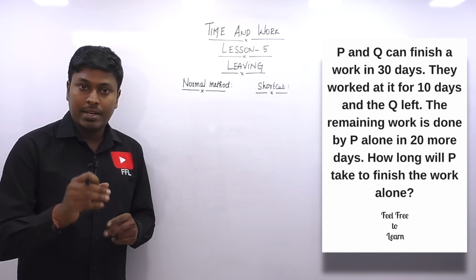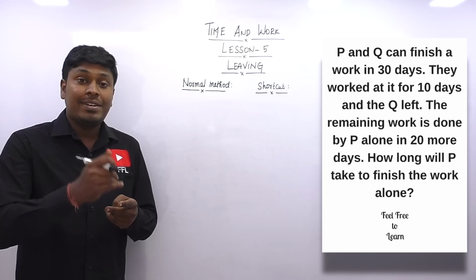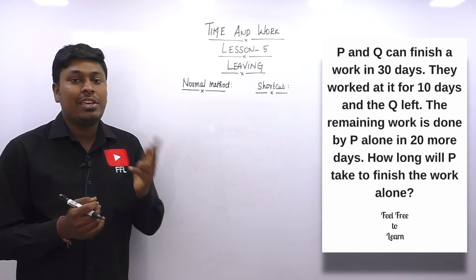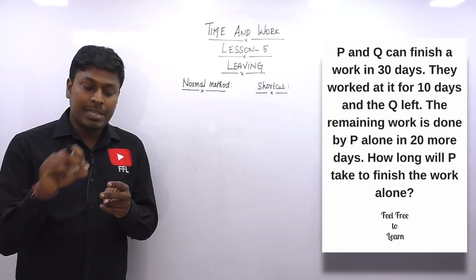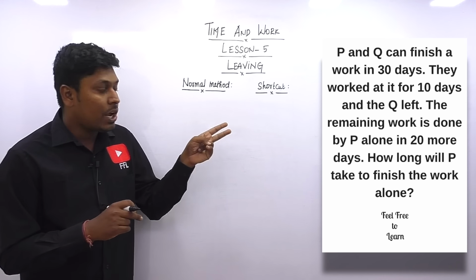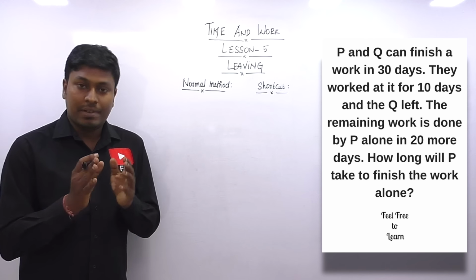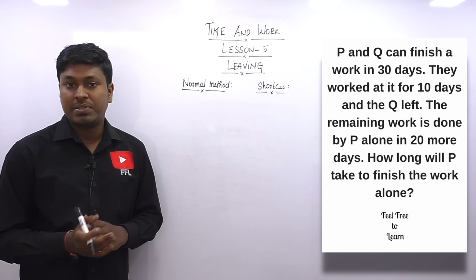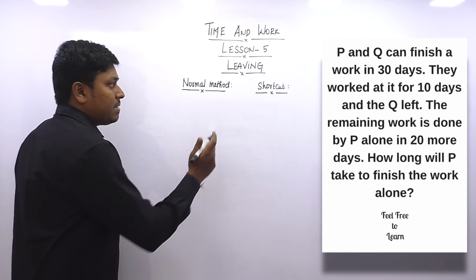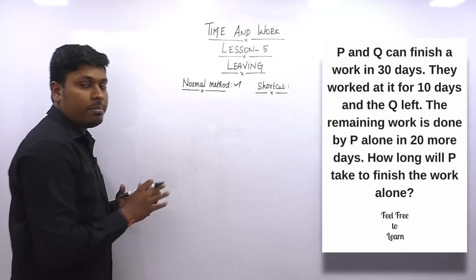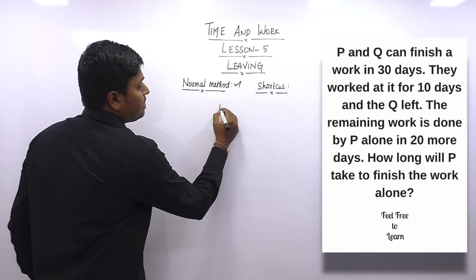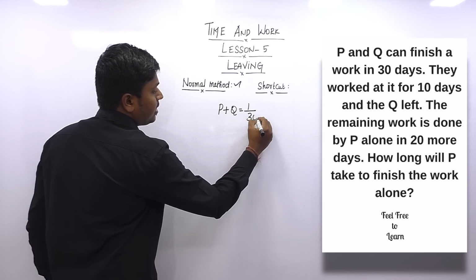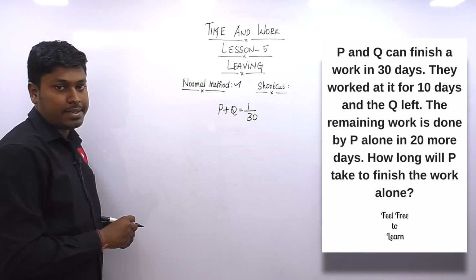So they started working, and after 10 days of working, Q left. And the remaining job was done by P alone in how many days? 20 more days. So our target is to find, if P alone works, how many days he can complete a piece of job, right? So similarly we can solve this question by the normal method, right? The first point said P and Q complete a piece of job in 30 days. So we can say that P and Q's 1 day work will be 1 by 30.